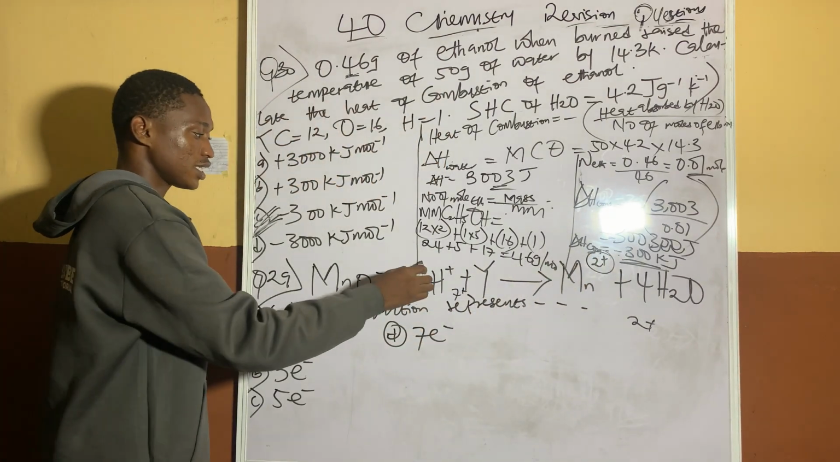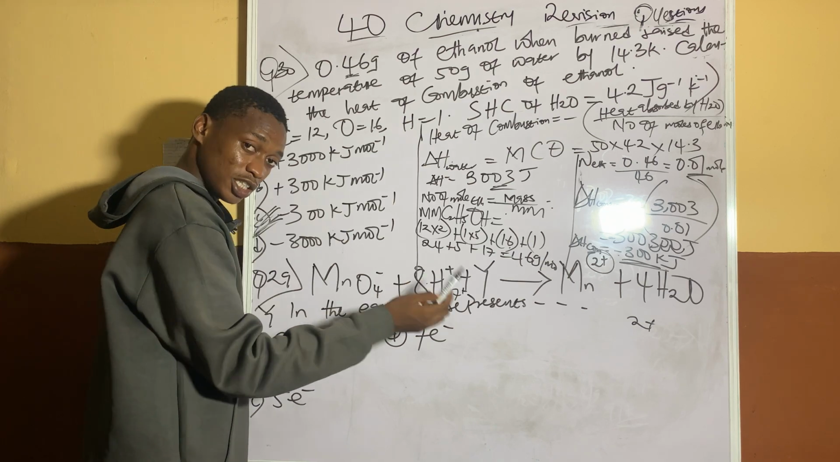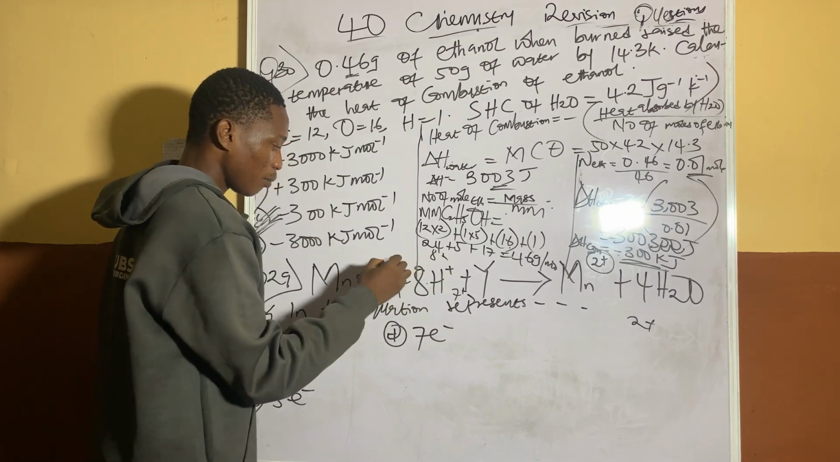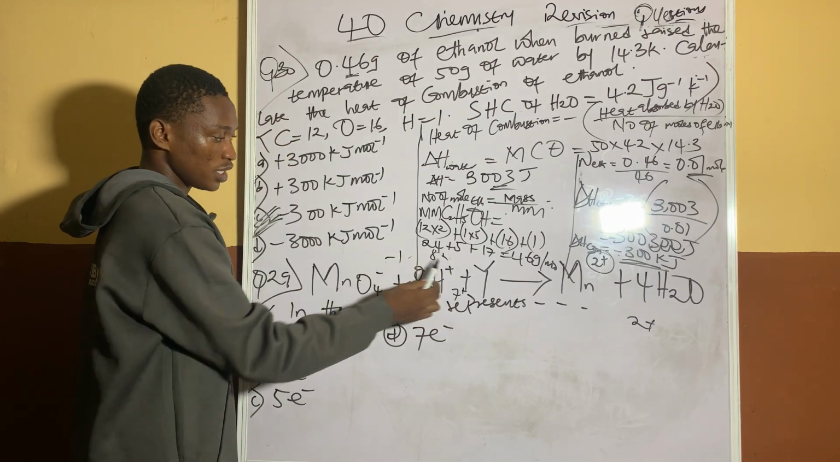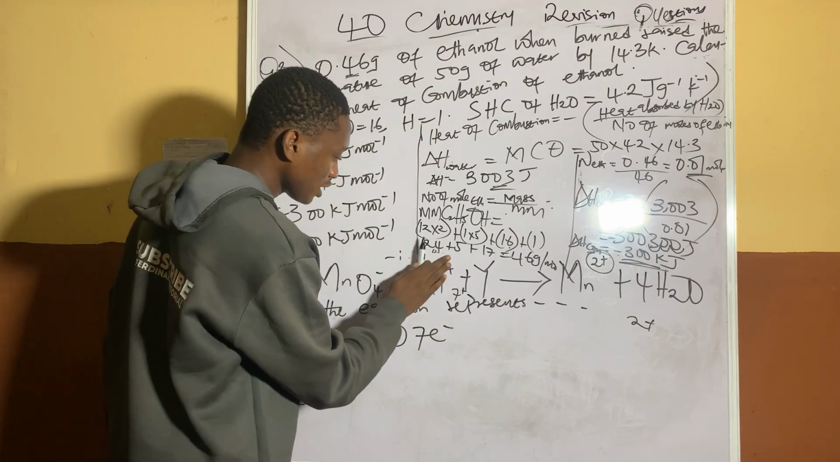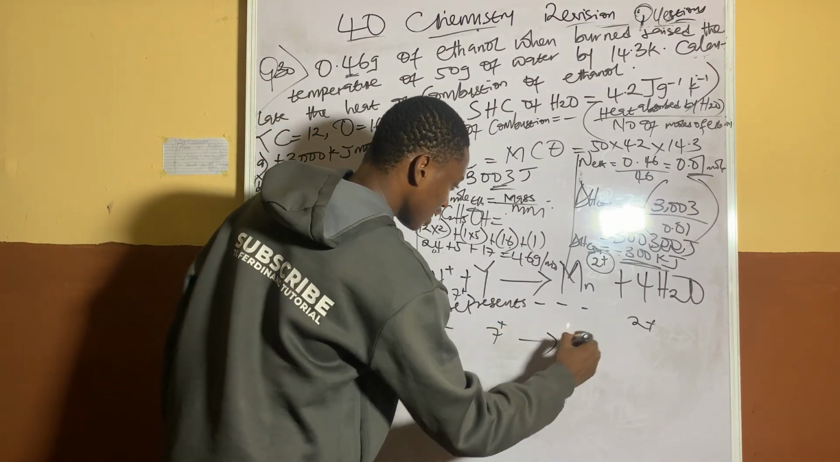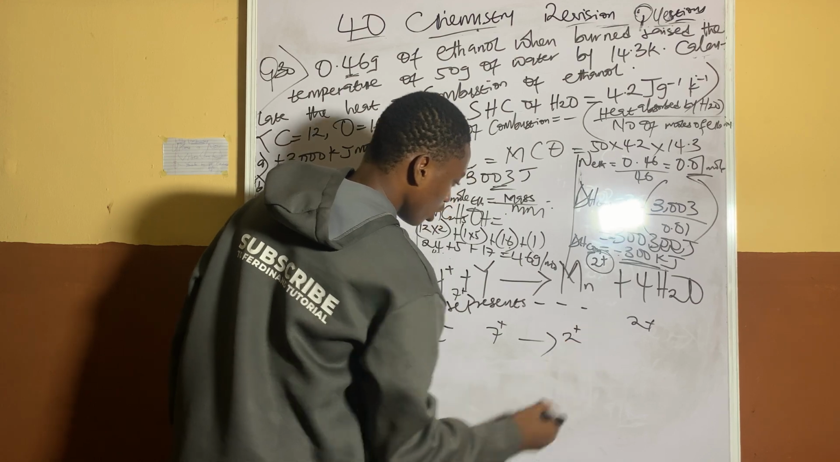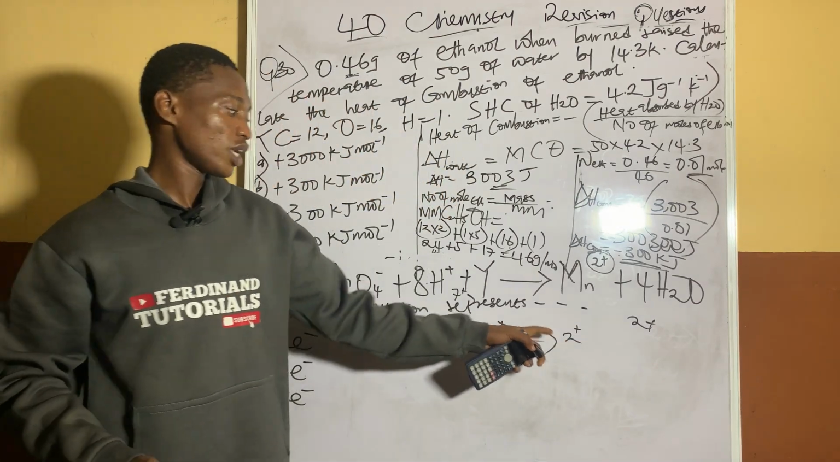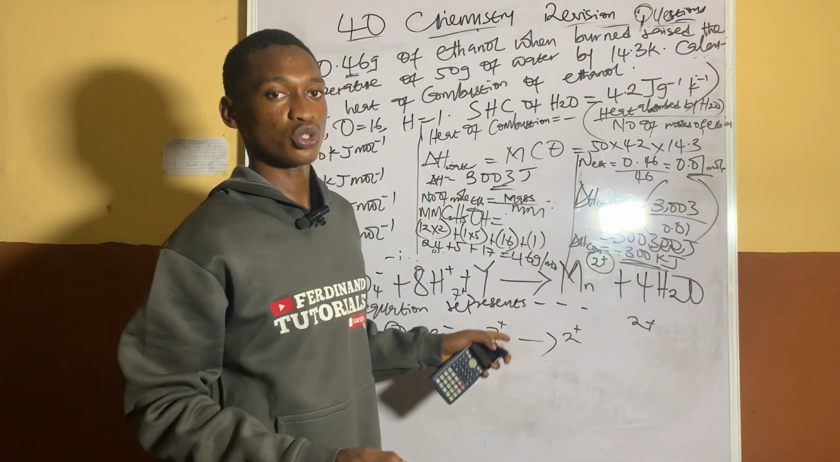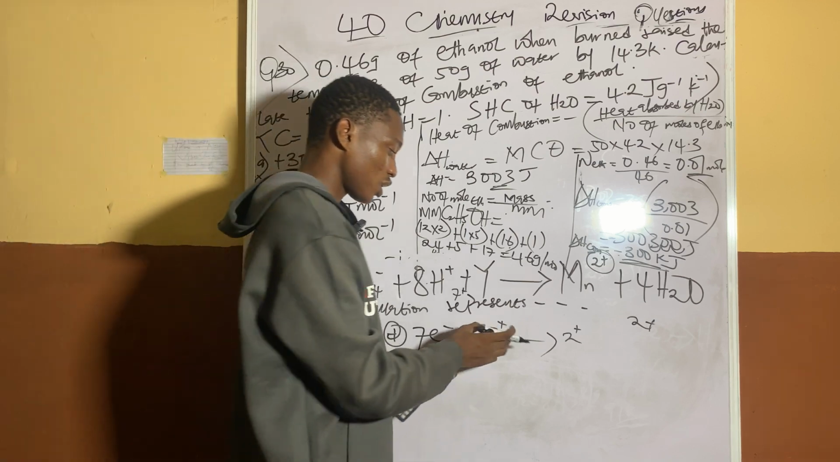The total charge at the left-hand side is 8 plus minus 1, 7 plus. Let me come again. The total charge here is 8 times hydrogen, which is 8 plus. So we have 8 plus minus 1, which is plus 7. So the total charge at the left-hand side is plus 7, and the total charge at the right-hand side is plus 2. Are you getting what I'm saying? So I want to make sure that the left-hand side is plus 2.